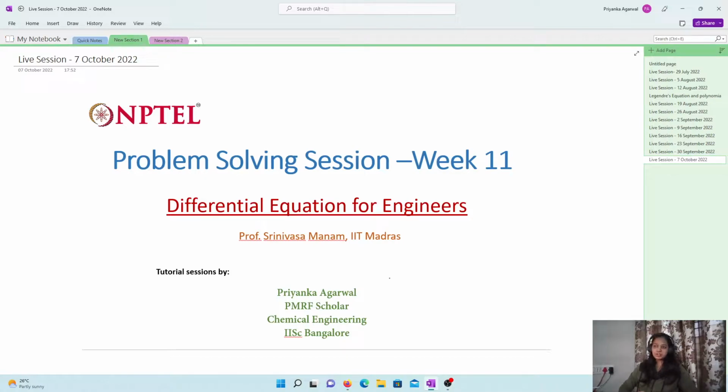I am Priyanka Agarwal, a PMRF scholar at the Chemical Engineering Department at IISc Bangalore, and I am taking these problem solving sessions for the course Differential Equation for Engineers, which is taught by Professor Srinivasa Manam from IIT Madras at NPTEL. So today we are here in week 11 and we are going to solve some examples related to the heat equation.